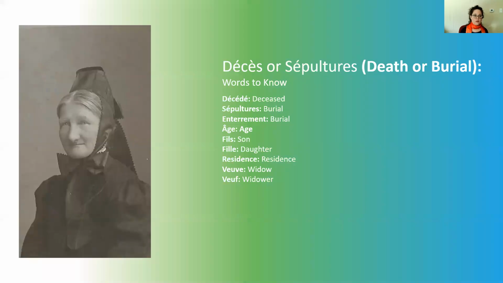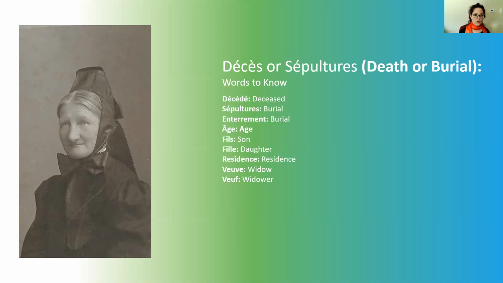And finally, we will move on to death or burial records. And these are your vocabulary words. Décédé, deceased. Sépulture, burial. Enterrement is also burial. Âge, age. Fils, son. Fille, daughter. Again, residence. Veuve, widow. Veuf, widower.